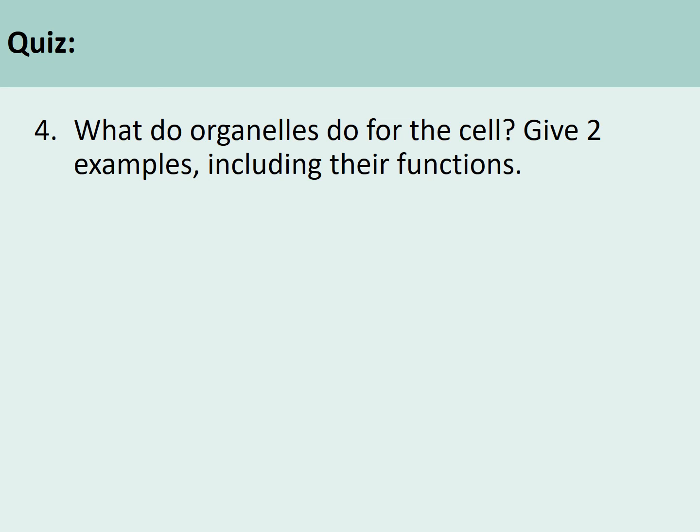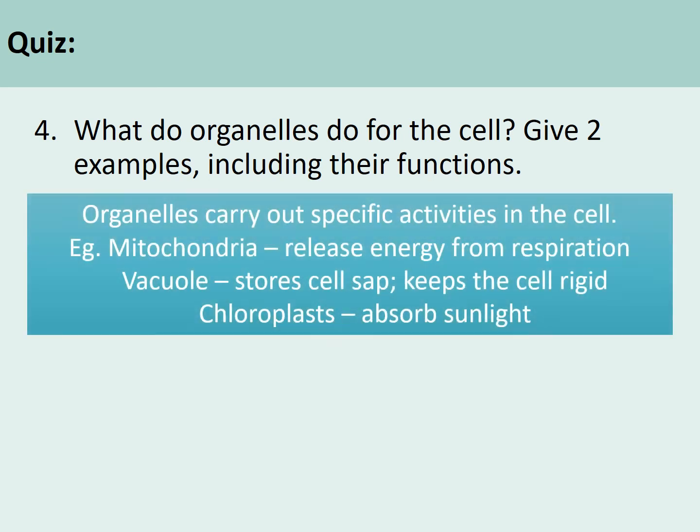Okay, so again, you might put some different answers to what is about to be put on the board. So if you want to check that, just go back and make sure that what you're putting is scientifically correct. But the organelles are things that carry out specific activities. We have things like mitochondria, where respiration takes place, or you might have said releases energy. We've got things like the vacuole, which stores cell sap and keeps the structure of the cell. Or you might have put about chloroplasts that absorb sunlight, or you might have said for photosynthesis.